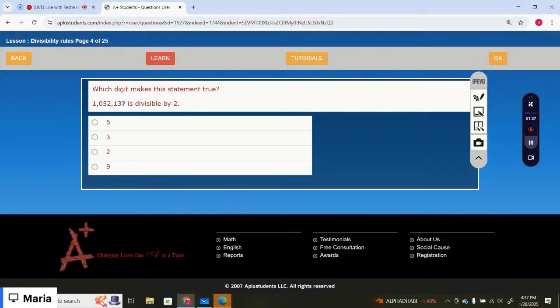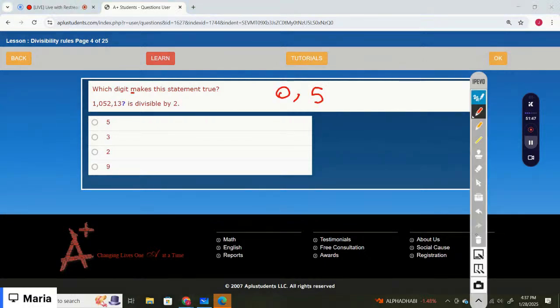Which digit makes the statement true? 105213. The number is divisible by 2. So which digit is the ones digit? You are given the options 5, 3, 2, and 9. So which is the correct option?